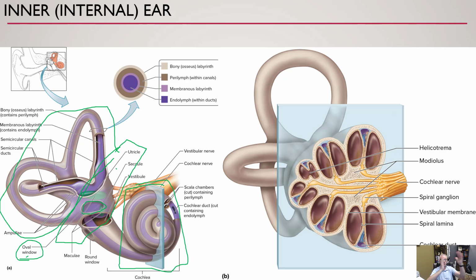So there are three portions to the inner ear: your cochlea, hearing; your semicircular canals, which are dynamic equilibrium; and your vestibule, which is static equilibrium. Remember, perilymph is within the canals, like your semicircular canals, and your endolymph is within those ducts.